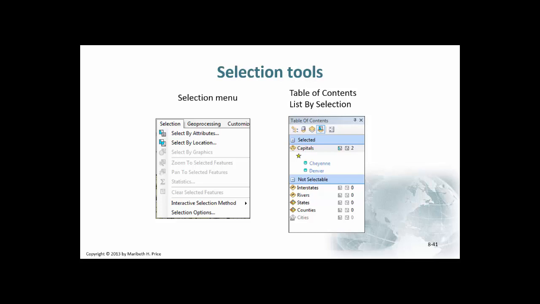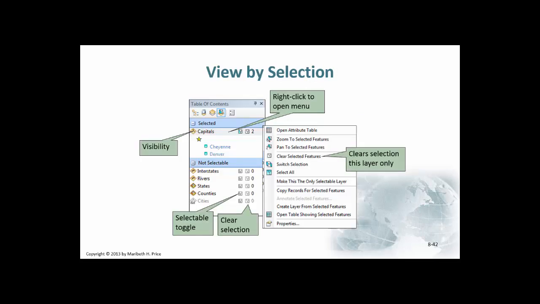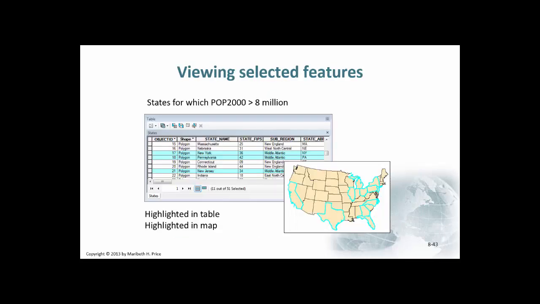When selecting interactively, you want to pay attention to the List by Selection view in the table of contents. Features are selected for each layer and set the layer to be selectable or not selectable. List by Selection view on the table of contents gives you a lot of control for interactive selecting. Selected features are highlighted in both the map and attribute table.